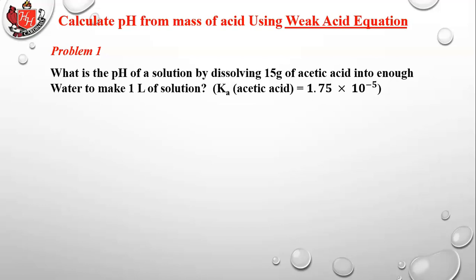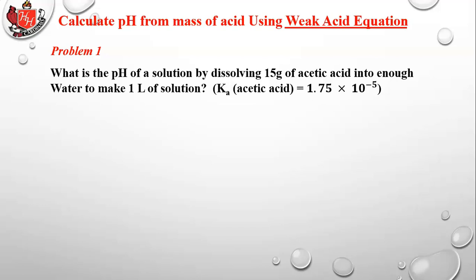So the question is, what is the pH of a solution made by dissolving 15 grams of acetic acid into enough water to make a 1 liter solution? And you're given the Ka of acetic acid. So a couple of things about this. It only involves a weak acid, acetic acid. Therefore, you're going to use the weak acid equation on this.